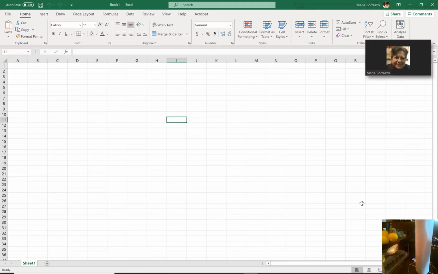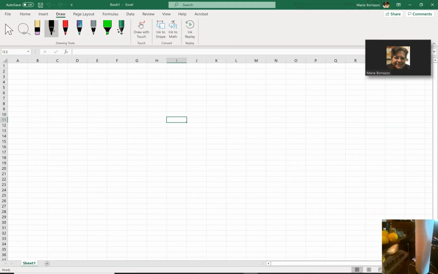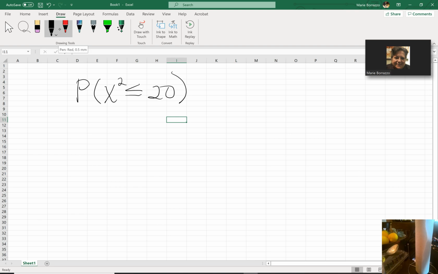So this video is to help everyone with chi-square. I had a student ask me a question about chi-square where you have P of chi-square less than or equal to 20. What I want you to understand is chi-square is always a right-tailed distribution. And so there's three questions. I'm going to do all three here. So this is question 1.